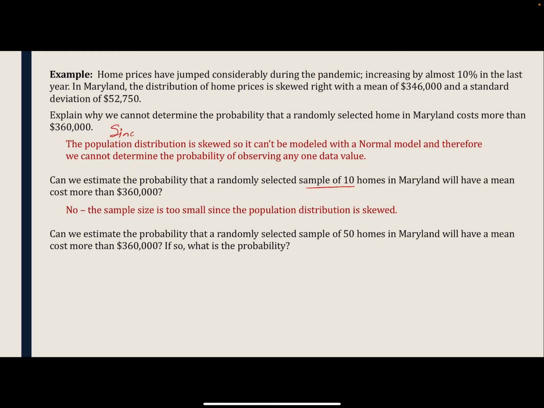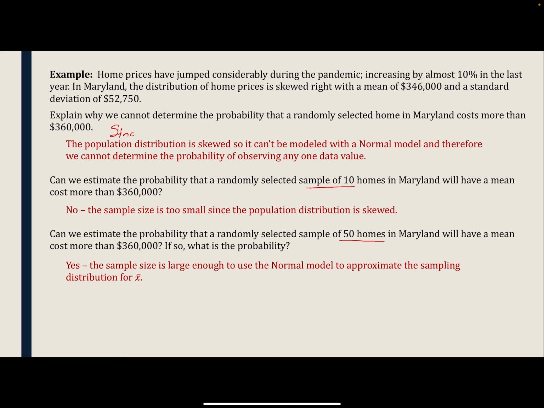The last part says, can we estimate the probability that a randomly selected sample of 50 homes in Maryland will have a mean cost more than $360,000? So now we do have a sample that's larger than 30, and therefore it is possible for us to calculate the probability because the sampling distribution will be normal. So we'll say, yes, the sample size is large enough to use the normal model to approximate the sampling distribution for X. And then it says, so if so, what is the probability?